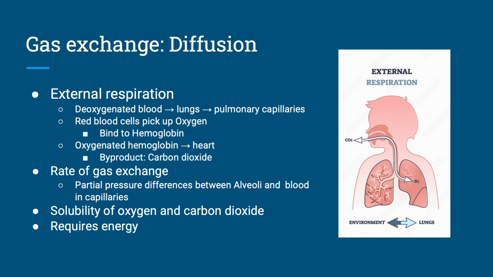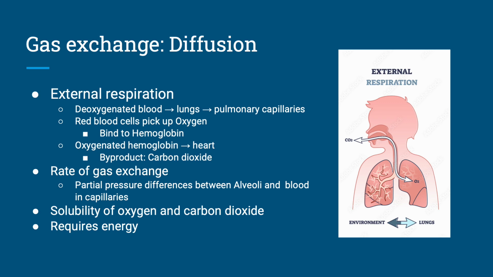In the alveoli, the oxygen is picked up by the red blood cells and binds to hemoglobin, which is a protein. Then oxygenated hemoglobin returns to the heart via the pulmonary veins, and it releases carbon dioxide, and carbon dioxide diffuses in the opposite direction of oxygen. The rate of gas exchange is proportional to the partial pressure differences in oxygen and carbon dioxide between the alveoli and the blood in pulmonary capillaries. This depends on the relative solubility of oxygen and carbon dioxide.